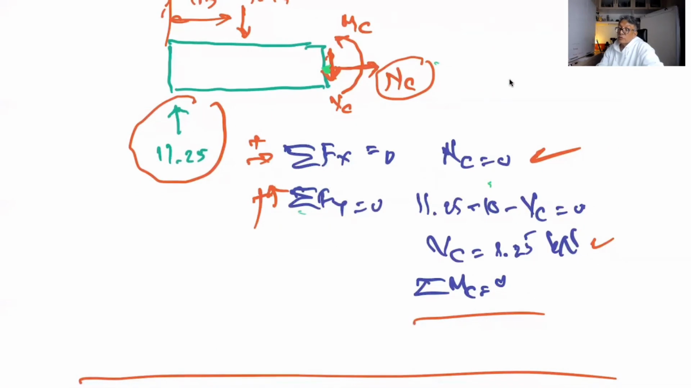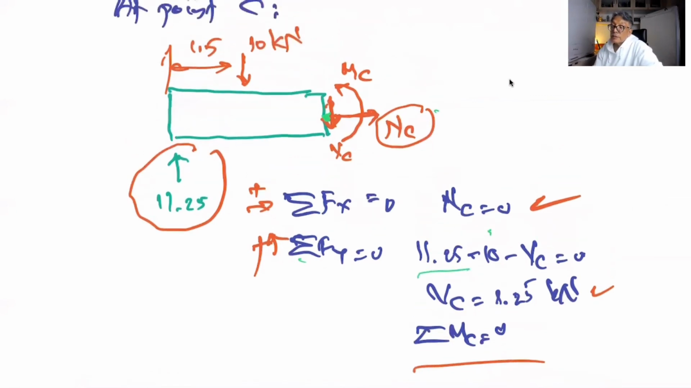Sigma Fy equal to 0. We have this one, 11.25, and then minus 10, because this is the segment that we talk about, minus VC, the shear force at this location, is equal to 0. Then VC is equal to 1.25 kilonewtons. How about the MC?